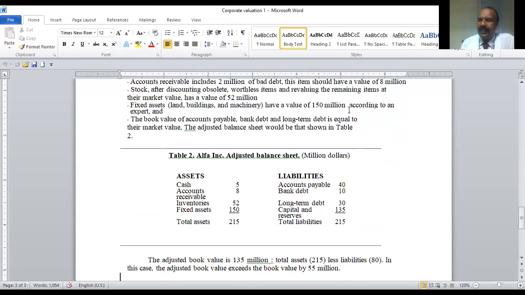So we say accounts payable is 40, bank debt is 10, and long-term debt is 30. Accounts receivable, inventories and fixed assets are revalued. So as per the current balance sheet, what is the value of the company? Total assets are 215 and total liabilities are 80, that is 40 plus 10 plus 30. So the adjusted book value is 135 million.